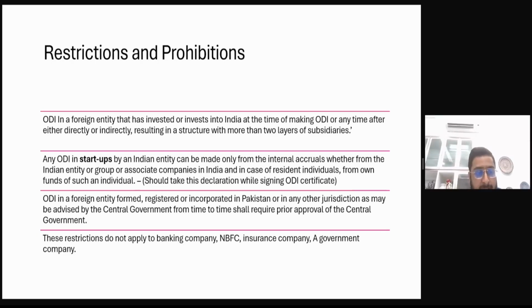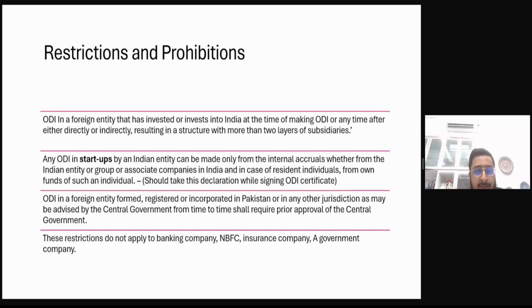And as discussed just previously, any ODI in startups by an Indian entity can be made only from internal accruals, whether of the Indian entity or group or associate companies in India, and in the case of resident individuals, from the own funds of such individuals. So any Indian entity making an ODI in a foreign startup should do it from internal accruals, though it can be the internal accrual of group or associate companies. That is okay, but you cannot take an outside loan and make the ODI. So you should always ask for a declaration from the foreign entity whether it is a startup or not.